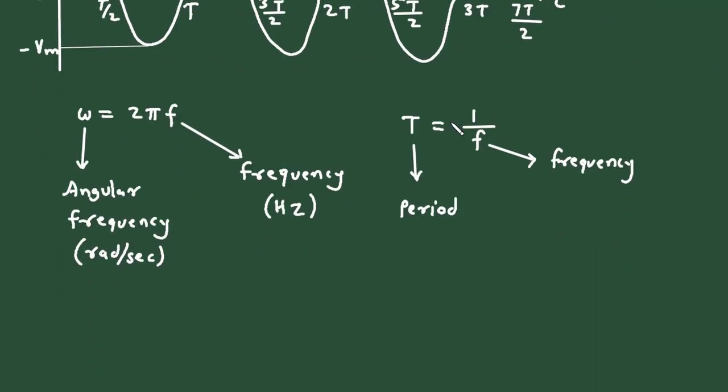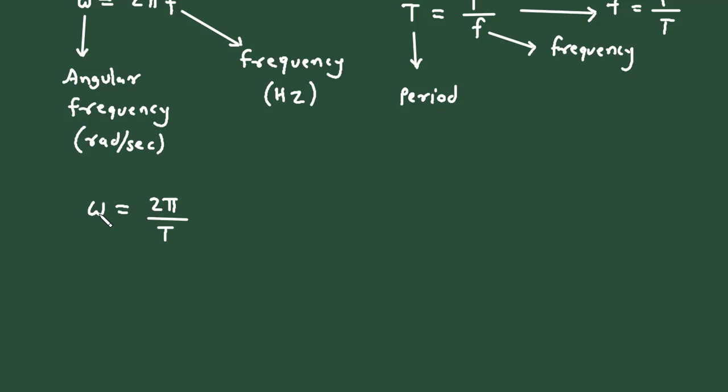Now if we substitute this 1 upon T in place of f, then omega is equal to 2 pi by T. In place of f, we can substitute 1 by T. Here we can say this implies f is equal to 1 upon T. Now, we can also say that T is equal to 2 pi by omega.